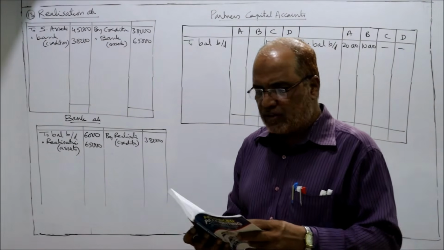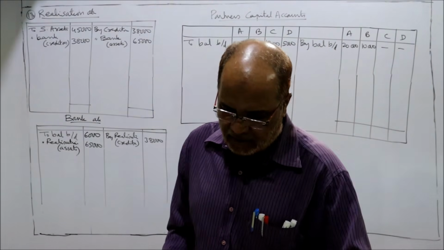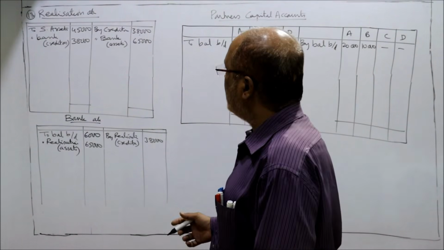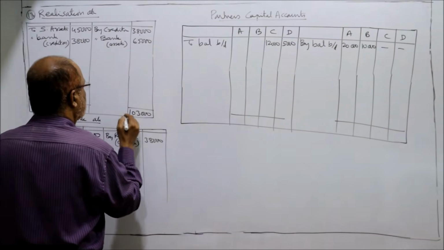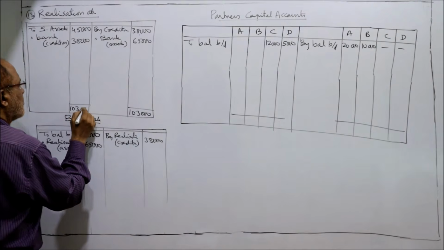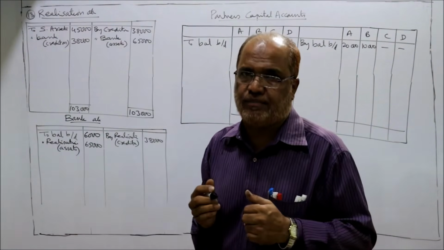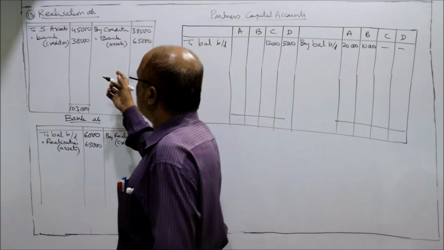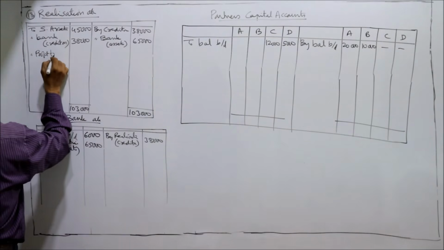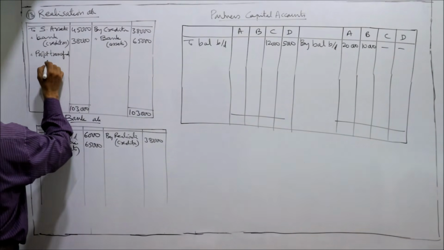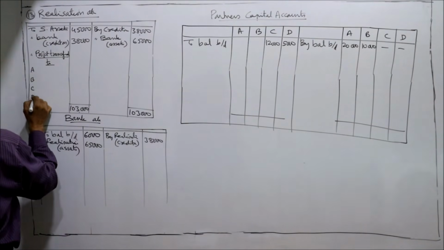Now we have to find out the profit or loss on realization. Here what do you see? The credit side is more, 1,03,000. Credit side is more, that means there is a realization profit. There is no loss. Realization profit. Now to profit transferred to A, B, C, D.